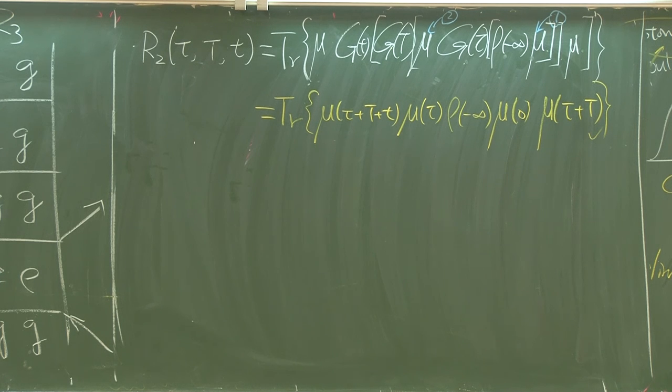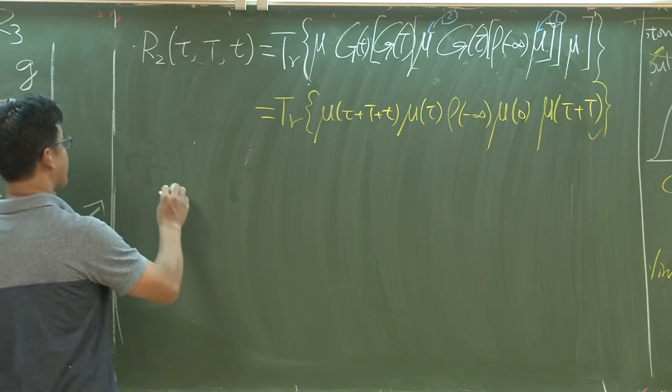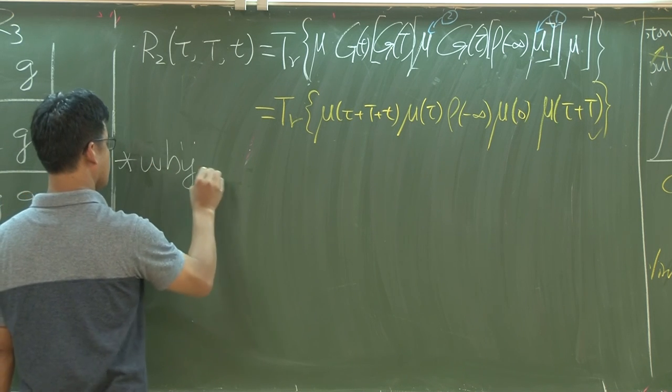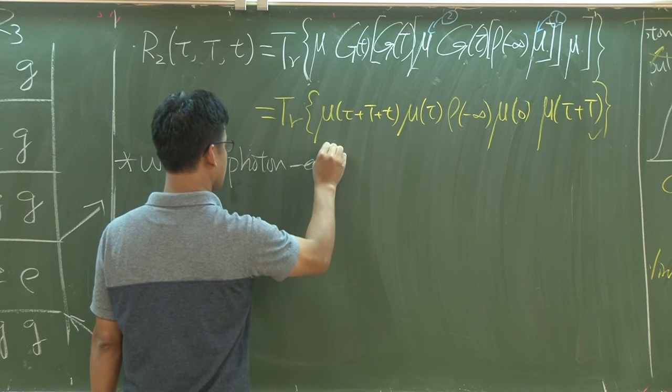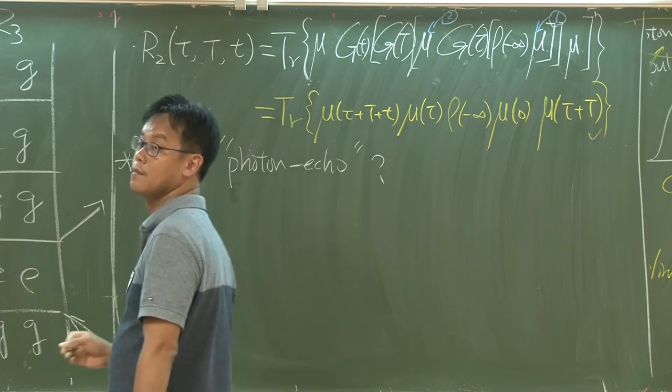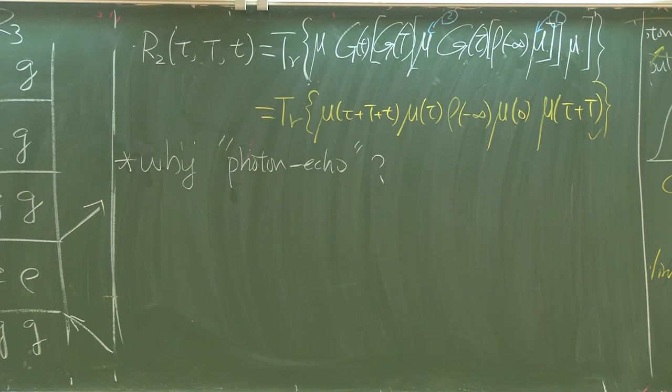Okay. So in practice, we often write down the diagram first. And then we calculate the response function from this diagram. Okay? This enables us to easily account for those perturbative terms. Now, this is called photon echo. Why? This is a very important point. Again, we will explain by the diagram here.